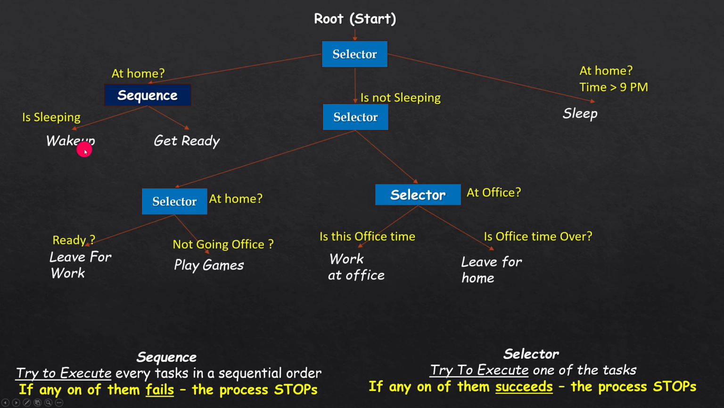Now, are you sleeping? No. The sequence node will not go further. So it will result in 2 fail. Selector will say, oops, let's try another. Will come here. Are you not sleeping? Yeah, you are not sleeping. You just arrived at home. Are you at home? Yes, I am at home. So are you ready? Why am I ready? Okay, you are not ready. Let's say not going office. No, I'm not going office. So you'll play games? Of course not. So there is another condition required here, that is a time.